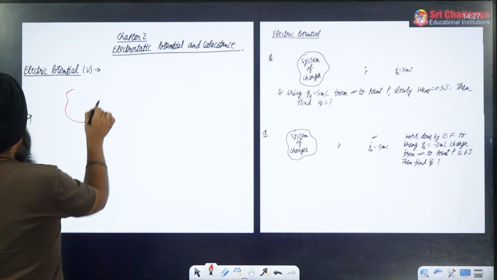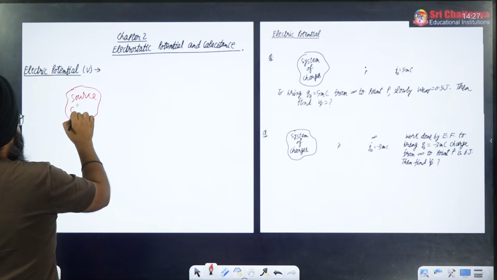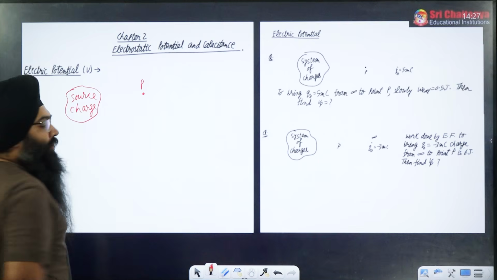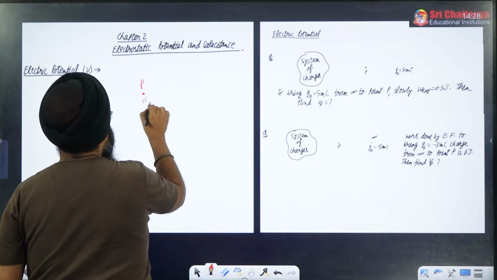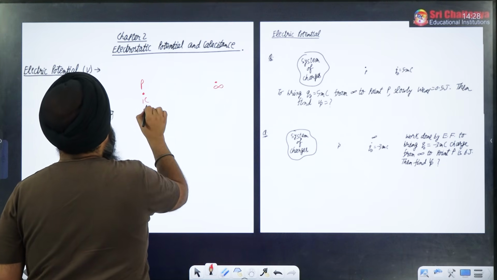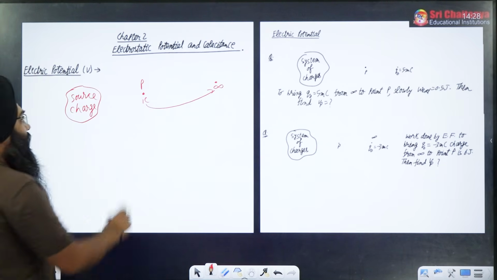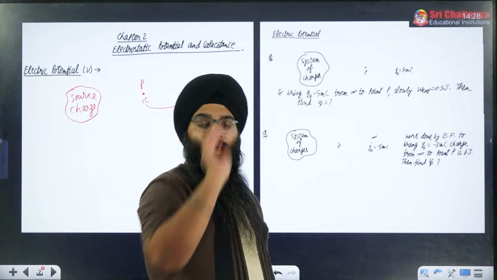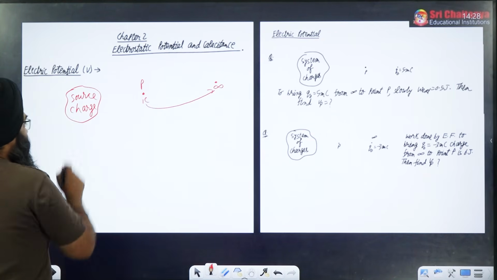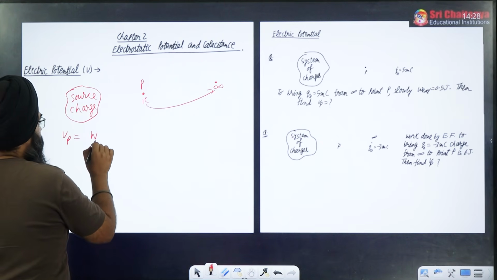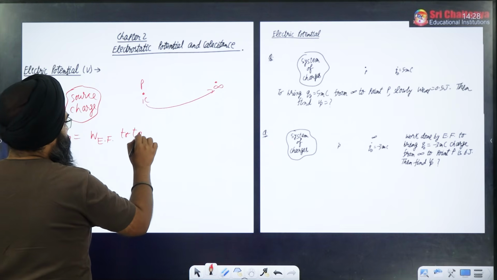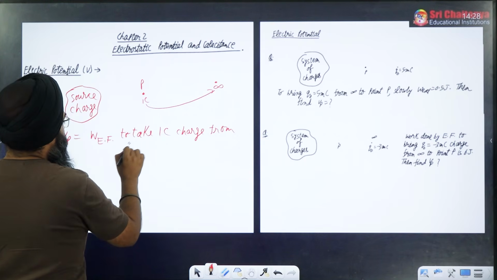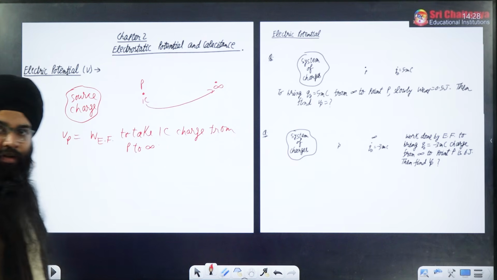So basically what I'm trying to say is, suppose there is a source charge, and this source charge has created an electric field and I want to find the potential at this particular point. So what I will do is, I'll take 1 coulomb charge, I'll take this point as infinity, I'll take 1 coulomb charge from point P to infinity, and now whatever is the work done by the electric field, remember my words, whatever is the work done by the electric field to take the charge from that particular point to infinity, that is basically the potential at this point. So what will be the potential at point P? It will be equal to the work done by electric field to take 1 coulomb charge from P to infinity.